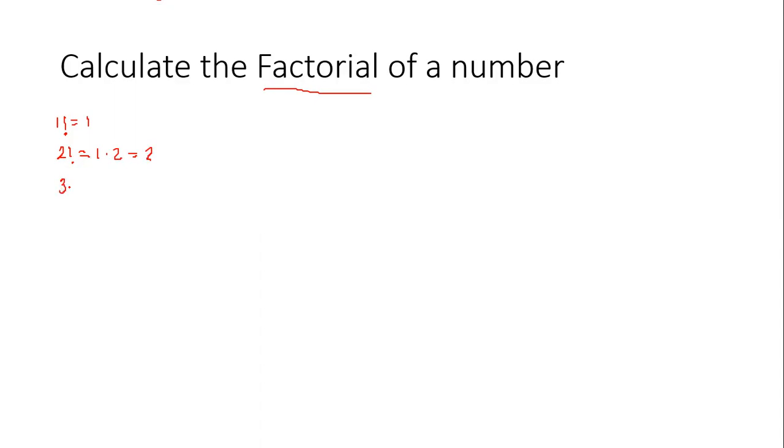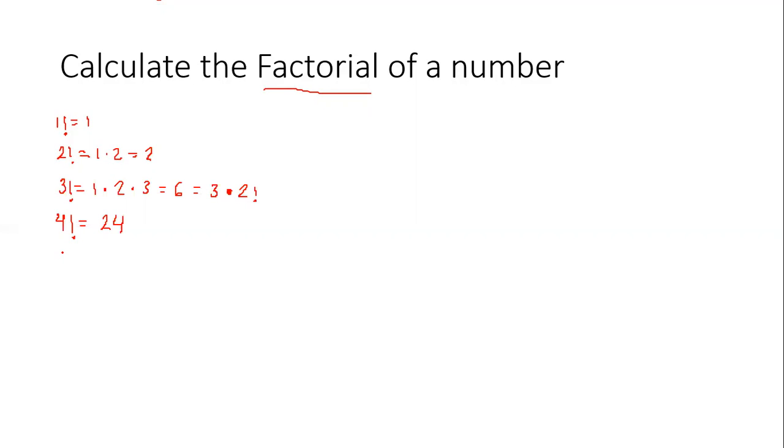Factorial of 3 is 1 times 2 times 3, which is equal to 6. Or if you want to be a little fancier, it's 3 times the factorial of 2. And so on. I mean, the factorial of 4 equals 24.